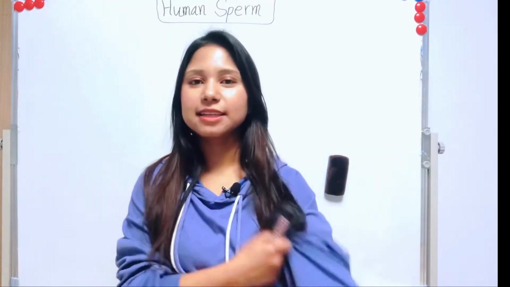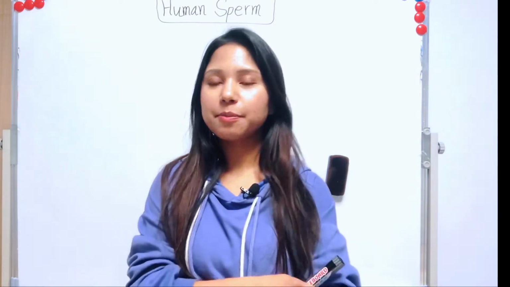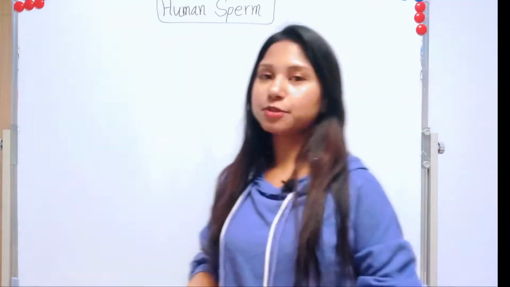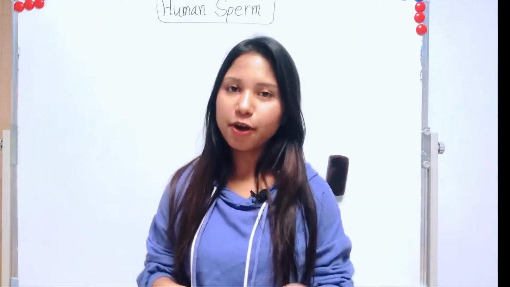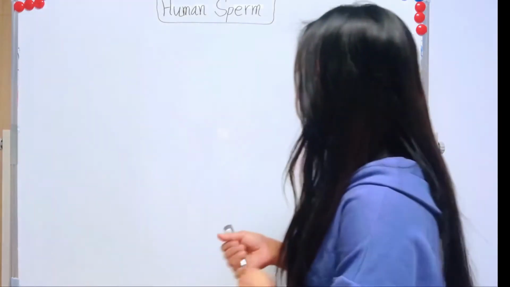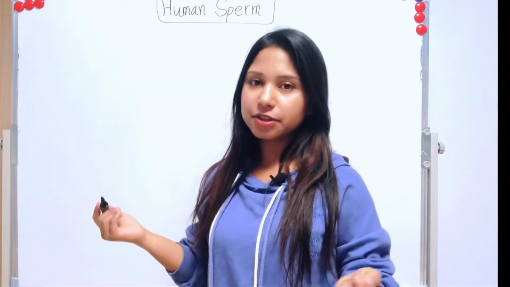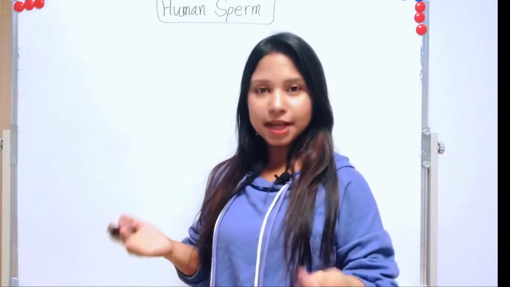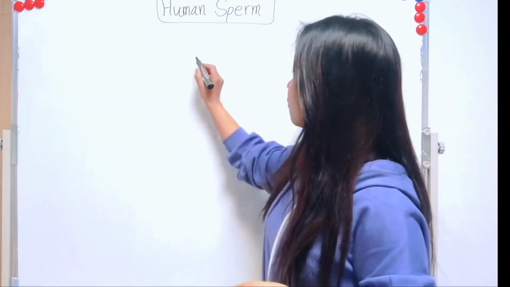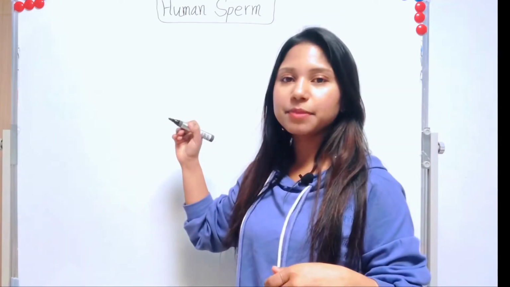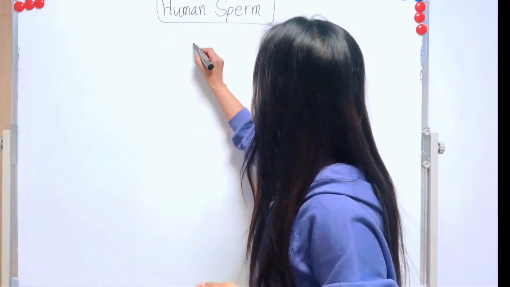My name is Shahnaz Jannat and today I will talk about human sperm. Today I will teach you how you can draw human sperm. We know it is a microscopic structure covered by a plasma membrane and it has four main parts: head, neck, middle piece and tail. Let's begin with the head.